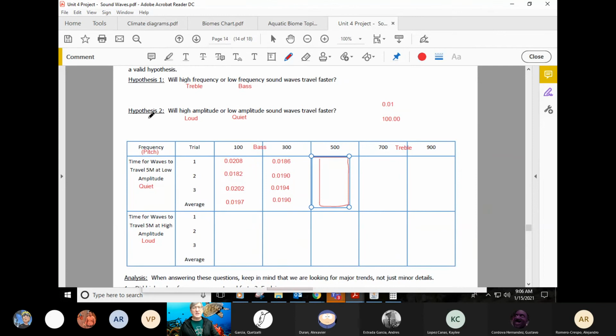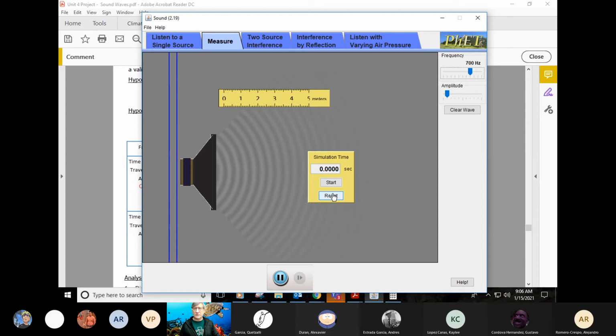We made hypotheses about our predictions about whether the treble or bass would travel faster and about whether the loud or the quiet would travel faster. We're talking about the speed of sound here. And we're actually measuring it using this simulation. And we're going to do 700 now. Reset that. Okay, here we go.